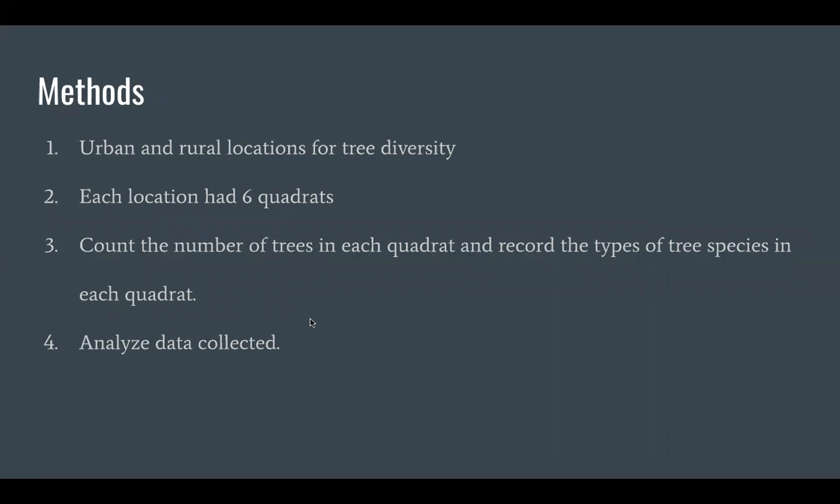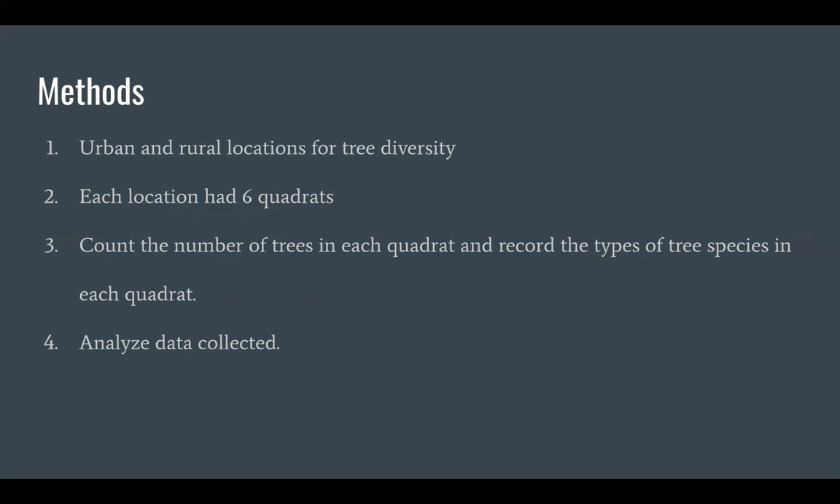So for my methods, I decided to do 6 quadrats in each location. So I used a measuring tape to get 20 by 20 meter quadrats in each location. And I counted the number of tree species as well in each plot, with the type of tree species it was.